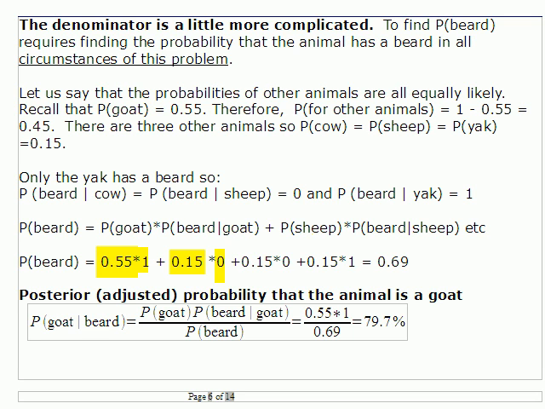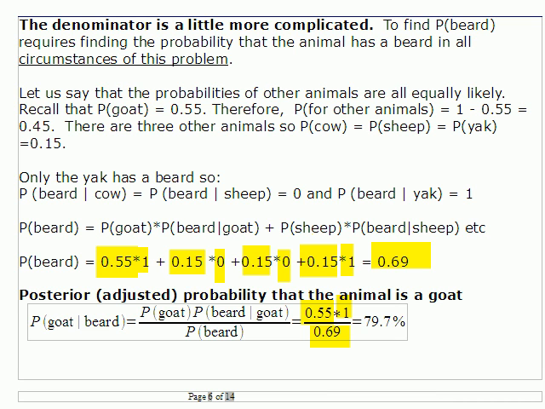Probability it's a cow is 0.15 times the probability that if it's a cow it has a beard, that's 0. Probability it's a yak is 0.15 times the probability that if it's a yak it has a beard, which I said was 1. So when I do that multiplication and add it up, I get my denominator, 0.69. So that goes here. Remember, I said that was more of a calculation. The numerator I know, 0.55, from my prior, and I can assign it.